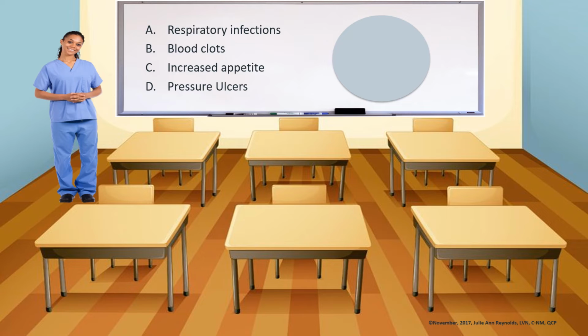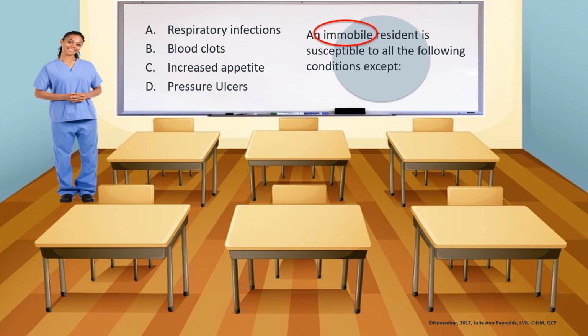What answer choice did you choose and why? Let's look at the question. An immobile resident is susceptible to all the following conditions except. This is a good example of an exception question. There are two focus words in this question. Immobile, meaning the resident cannot move independently without assistance, and except, meaning to exclude or is not included. The question is asking you to choose an answer which is not a result of immobility.